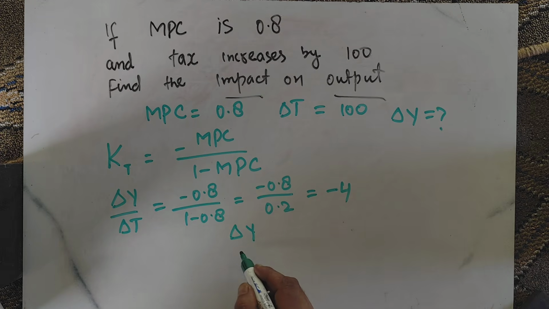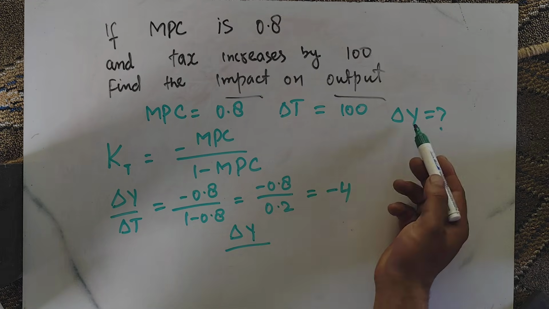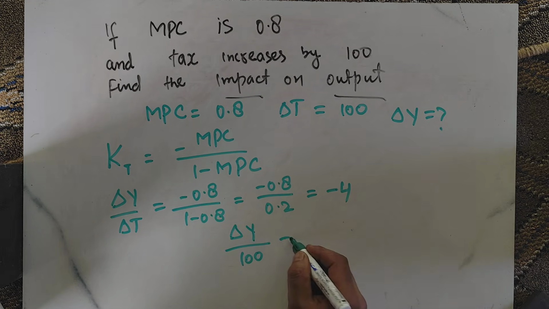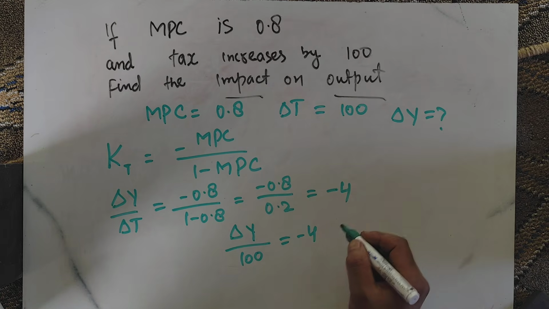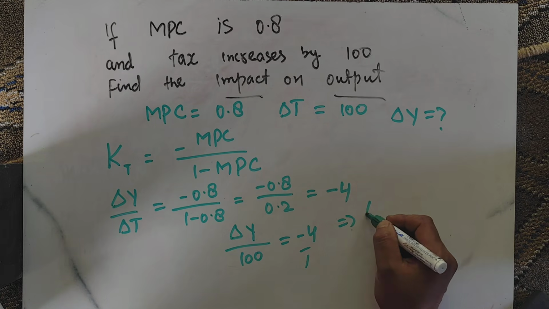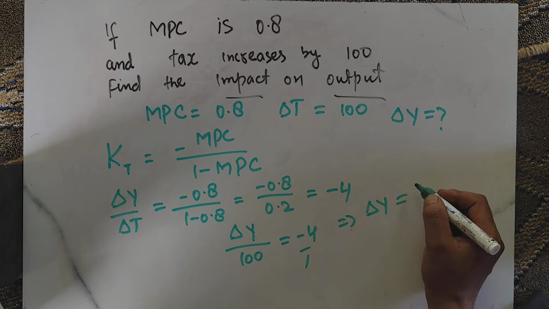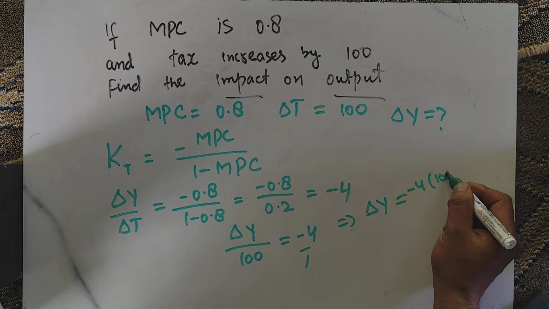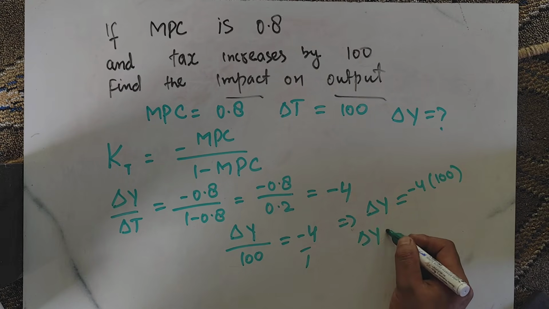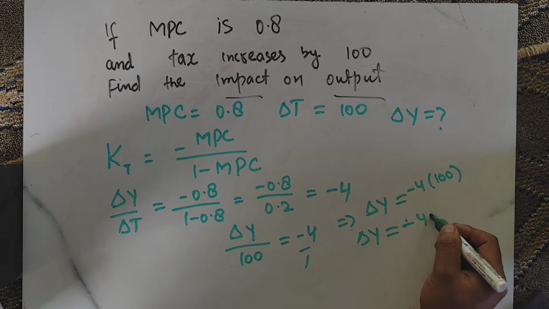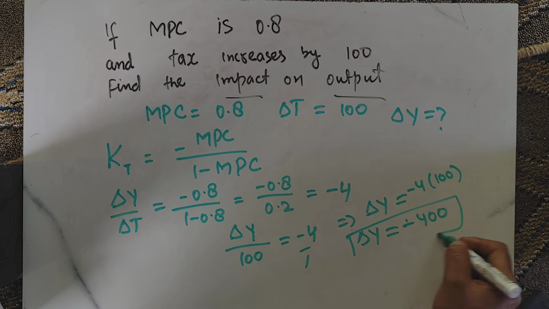Change in output we are supposed to find out. Change in the taxes is being given as 100, should be equal to negative 4. That means doing cross multiplication, change in the output will be equal to minus 4 times 100. That means output will decrease by 400 units. So del y will be equal to negative 400.